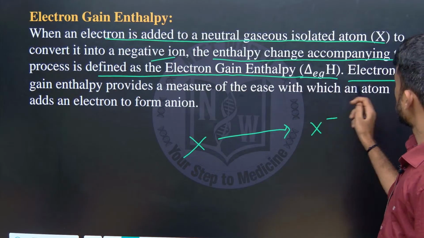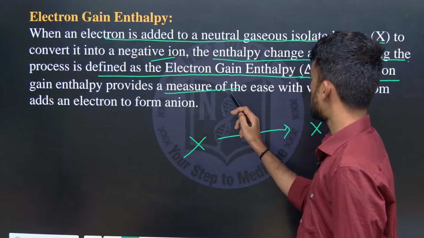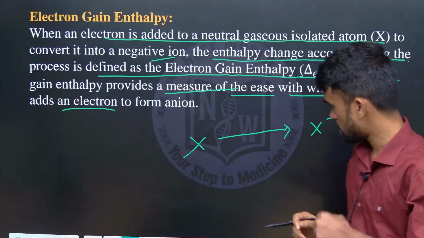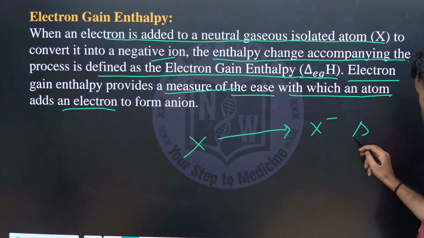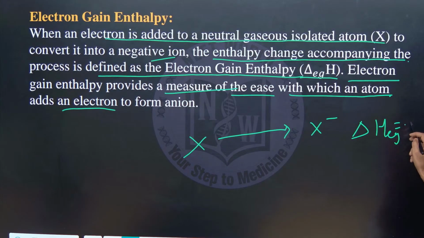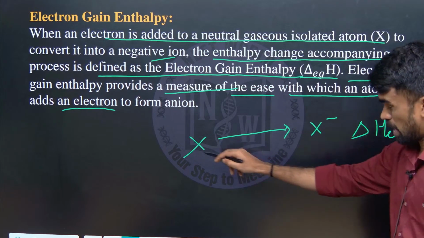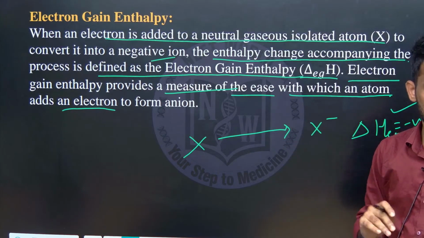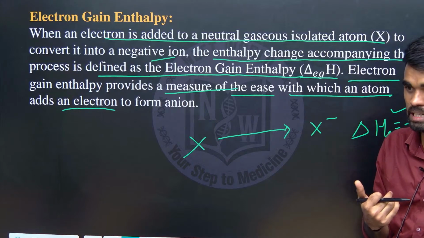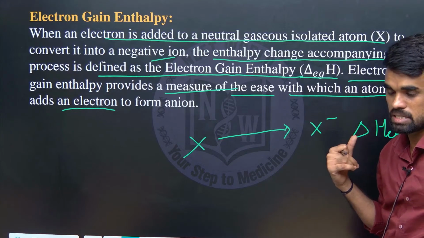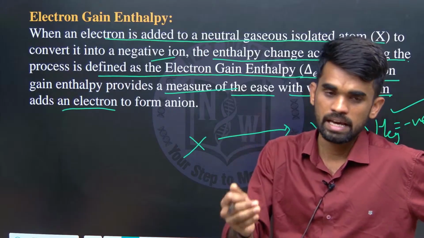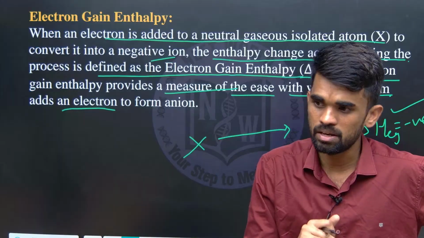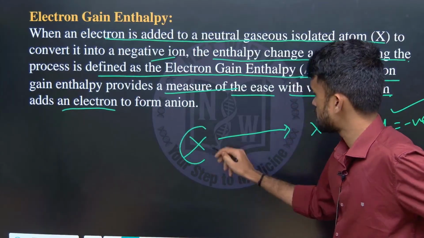The electron gain enthalpy provides a measure of the ease with which an atom adds an electron. It means that if delta H Eg is more negative, it is easier to add the electron. If it is more positive, it is more difficult to add the electron. More negative means easier to add the electron, and it means more energy is released. If a system is releasing energy, its energy decreases, which means it is gaining more stability. Low energy, more stability.